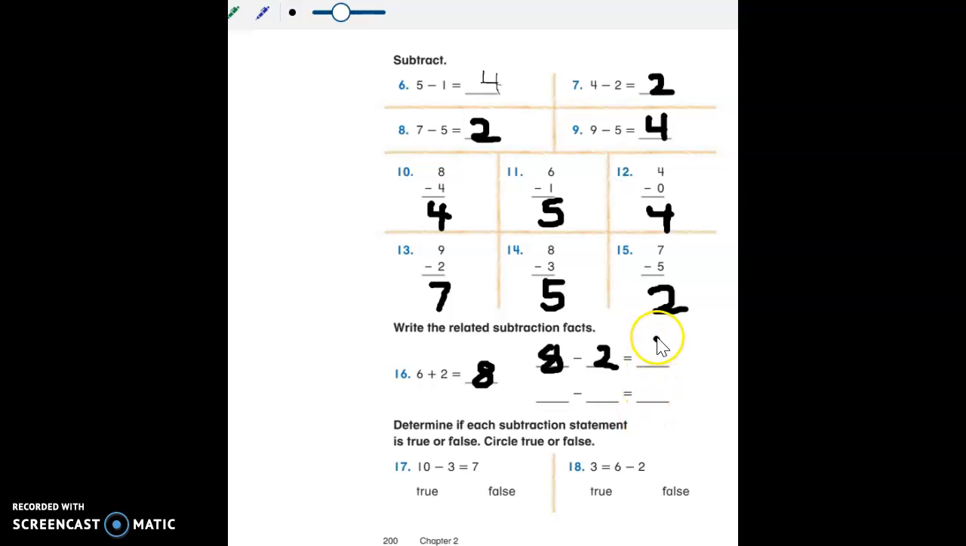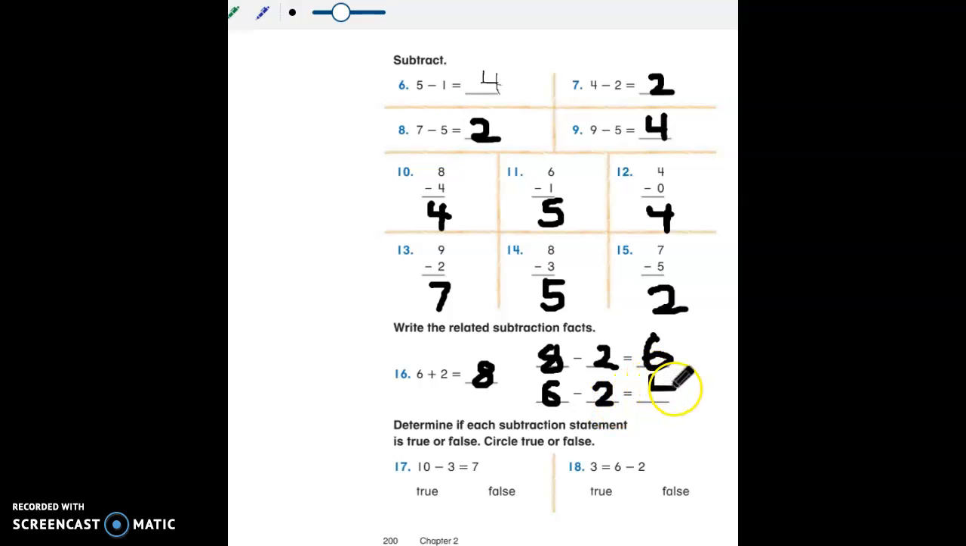All right, let's write our 6 down here. And another related fact will be with take away, let me think here, 8 take away 2 equals 6. Let's do another related fact here. Well, I guess we can take 6 take away 2 equals 4.